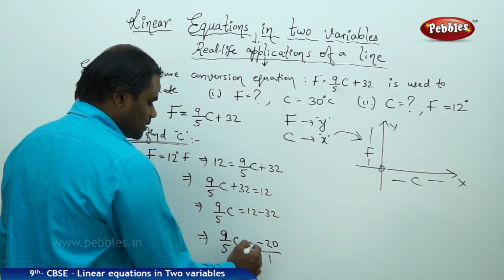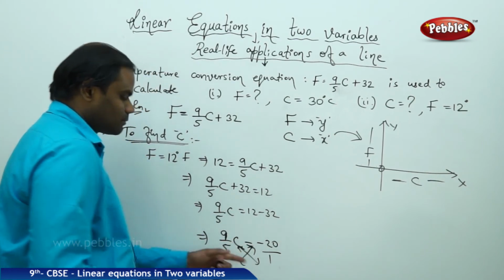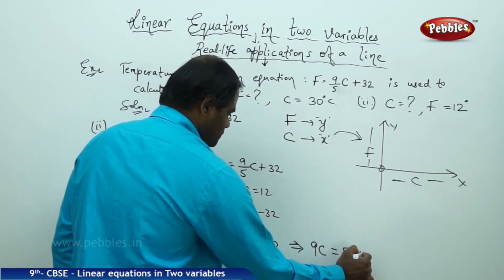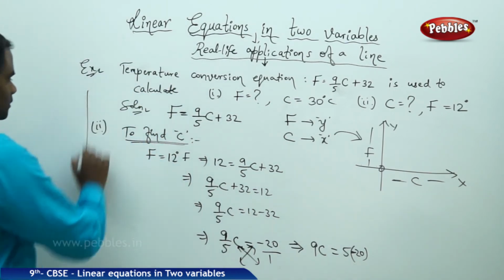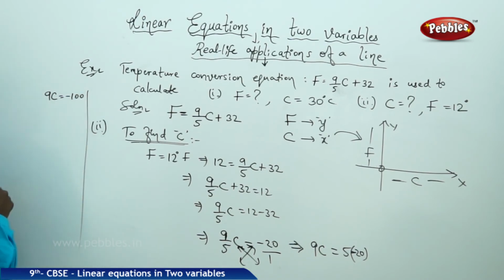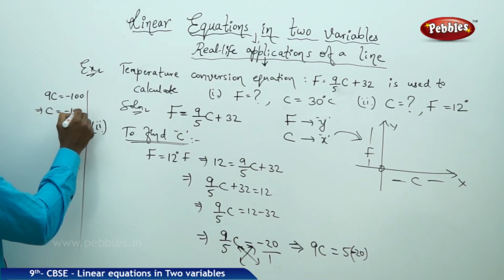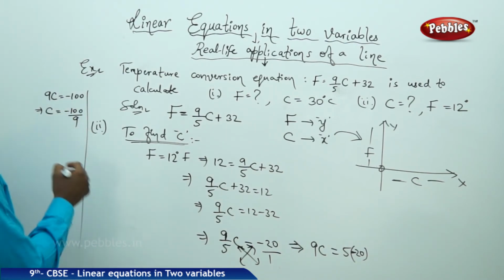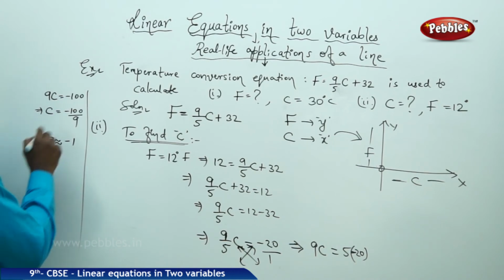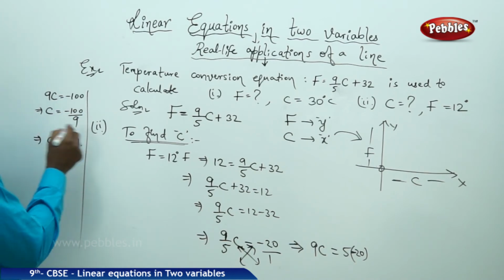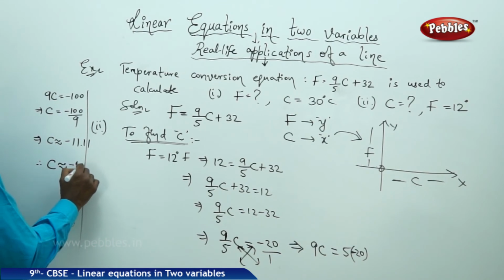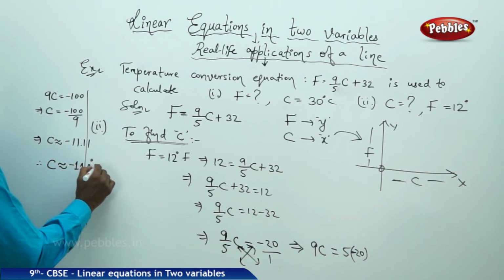And then on cross multiplication gives us 9C is 5 times minus 20, which on further simplification gives us 9C is minus 100. That implies C is negative 100 by 9, which approximately converts to minus 11.1. So approximately C is negative 11.1 degrees.